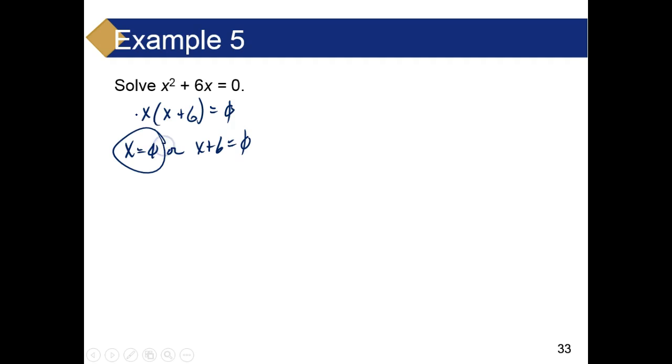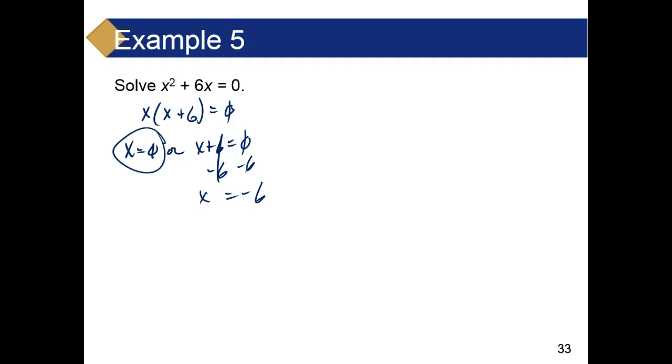Well, if x equals 0, there's a solution right there, right? How about the other one? You're making fun of my writing, aren't you? I always slash my zeros. Sorry about that. It's an old habit left over from the Navy. I also slash z's and do all sorts of weird things. What do we do with the second one? Subtract 6 from both sides, and what does that leave us with? x equals negative 6. There are 2 possible solutions.